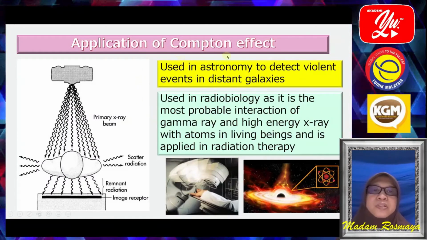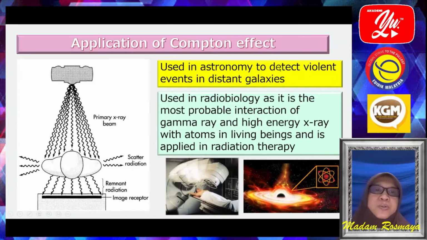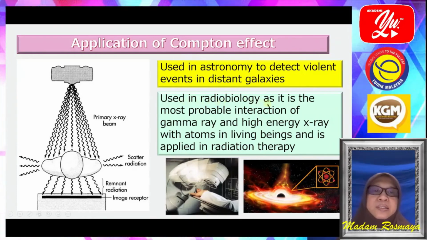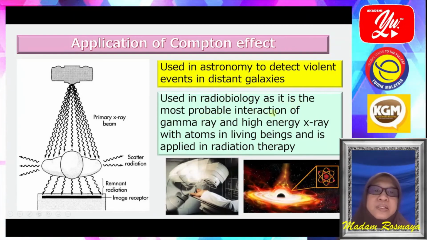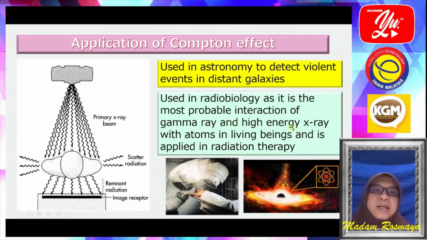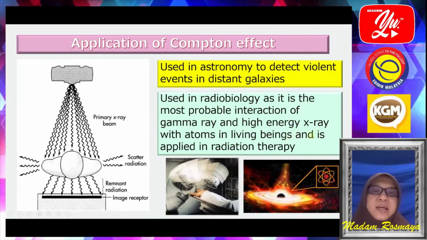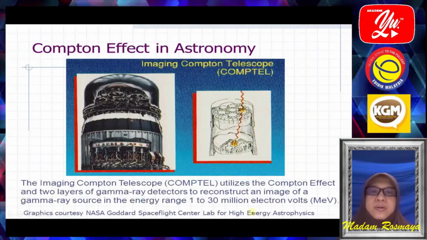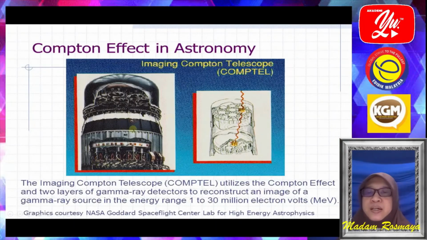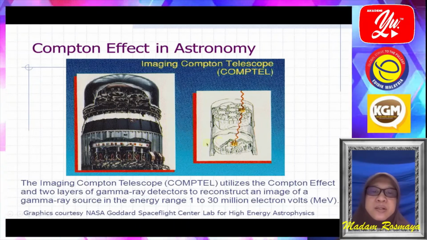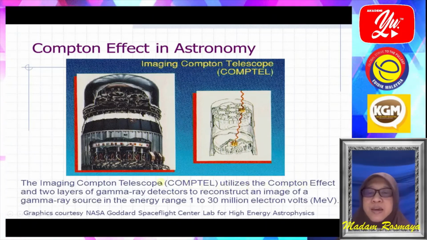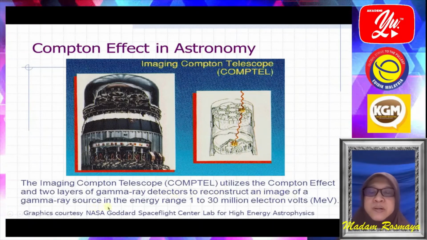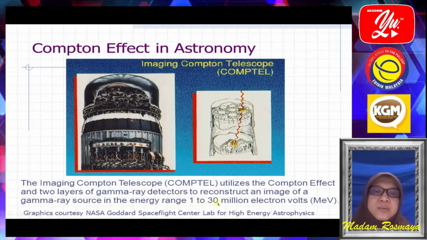As for applications of the Compton effect, it is used in astronomy to detect violent events in distant galaxies, and also in radiobiology, as it is the most probable interaction of gamma rays and high energy X-rays with atoms in living beings, and it is applied in radiation therapy. An example of the Compton effect in astronomy is the Imaging Compton Telescope. COMPTEL utilizes the Compton effect and two layers of gamma ray detectors to reconstruct an image of a gamma ray source in the energy range of 1 to 30 million electron volts.